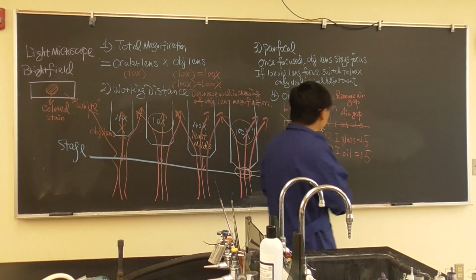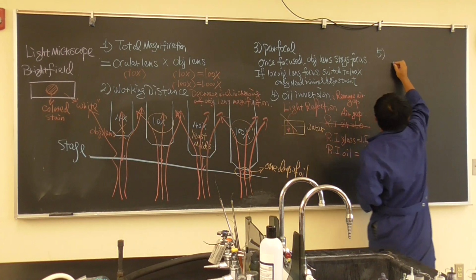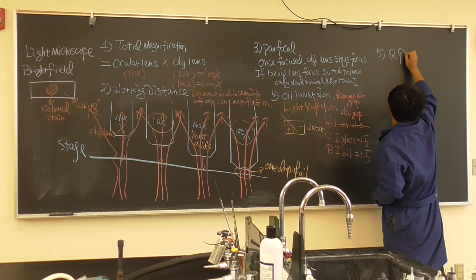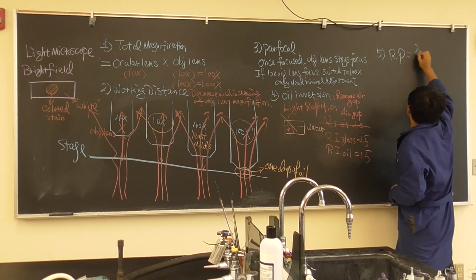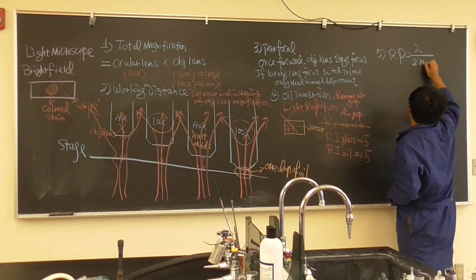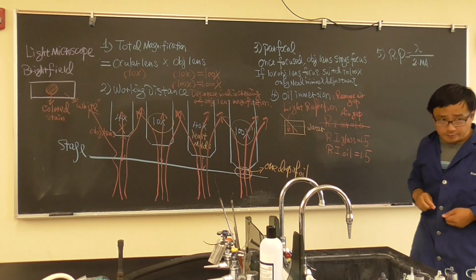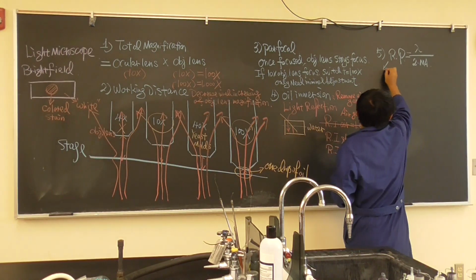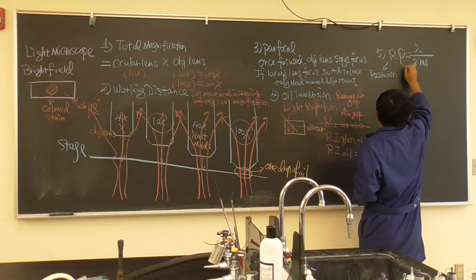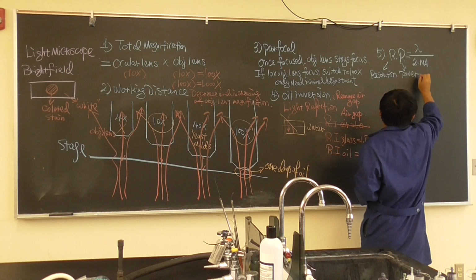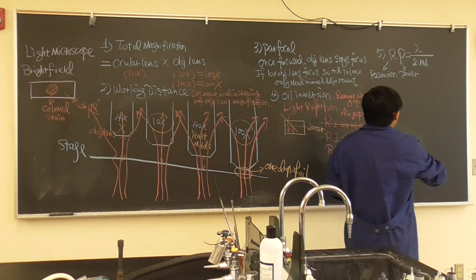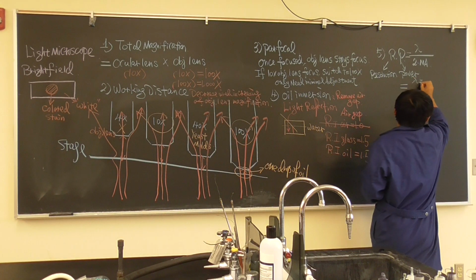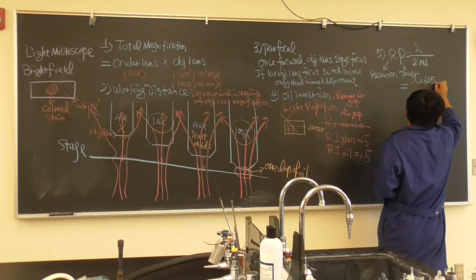The last concept, number 5, is called RP. So write the formula for that. RP equals lambda divided by 2 NA. Okay, what does RP mean? R means resolution. P means power. So RP is the acronym of resolution power. Now what is lambda? The lambda is always equal to 625 nanometer.